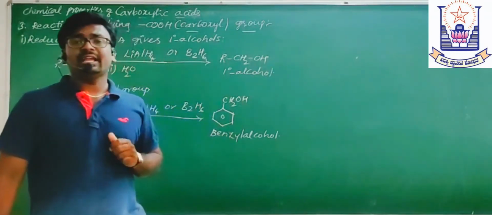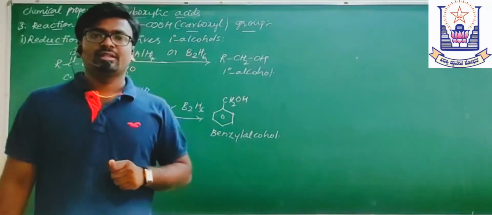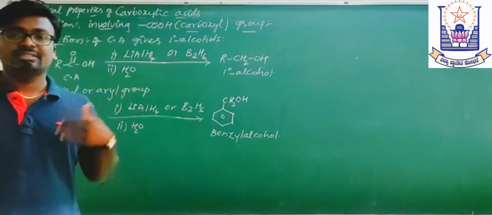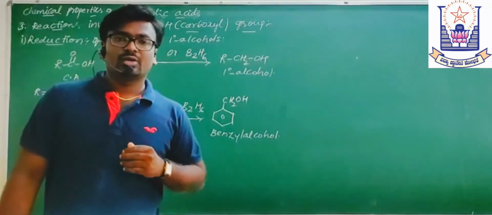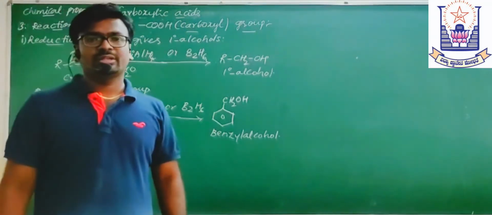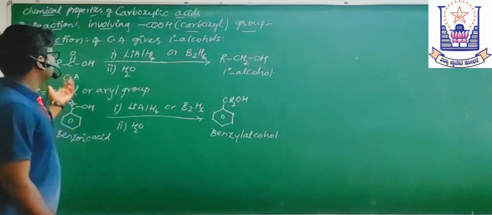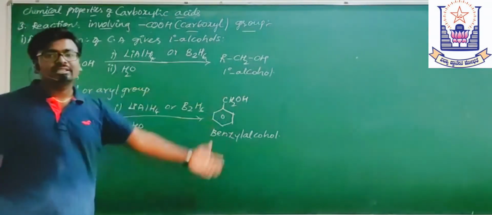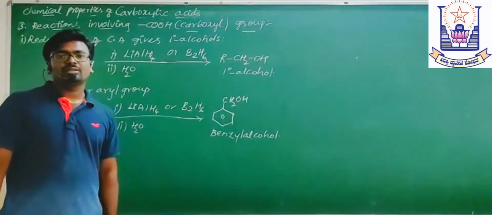1-phenyl methanol is the IUPAC name. About these things, that is nomenclature of the alcohols and phenols, we have discussed in that previous unit. So the reduction of the carboxylic acids will give the primary alcohols.